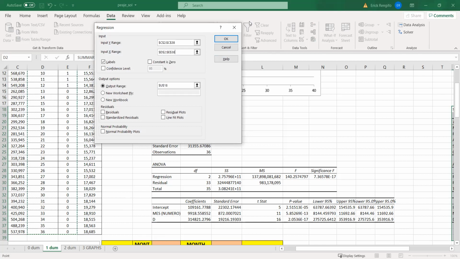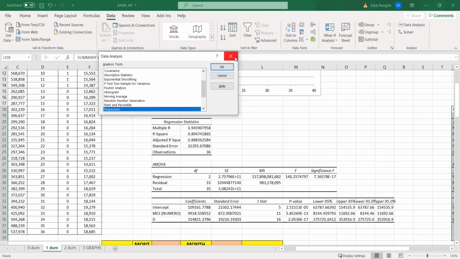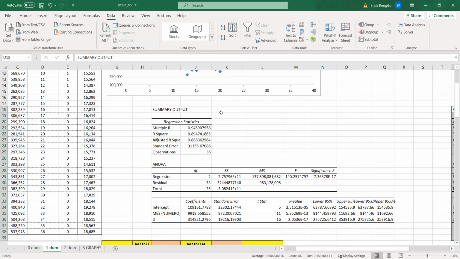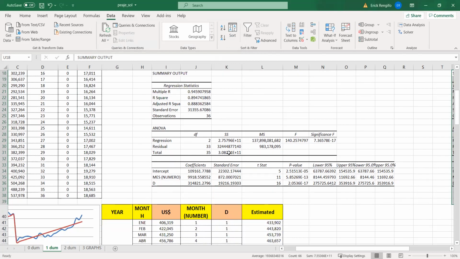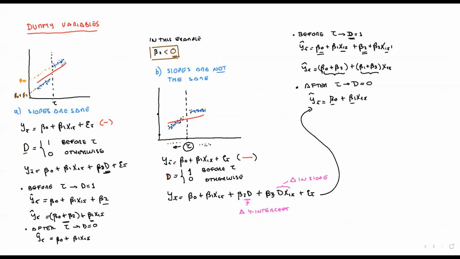Then if you run the regression, the results are these ones here. You see that you have a coefficient for D. So basically what I'm doing here, guys, is I'm doing something like this. What I believe is that I keep my same slope. So I've run this model here. Do you agree with me, guys?